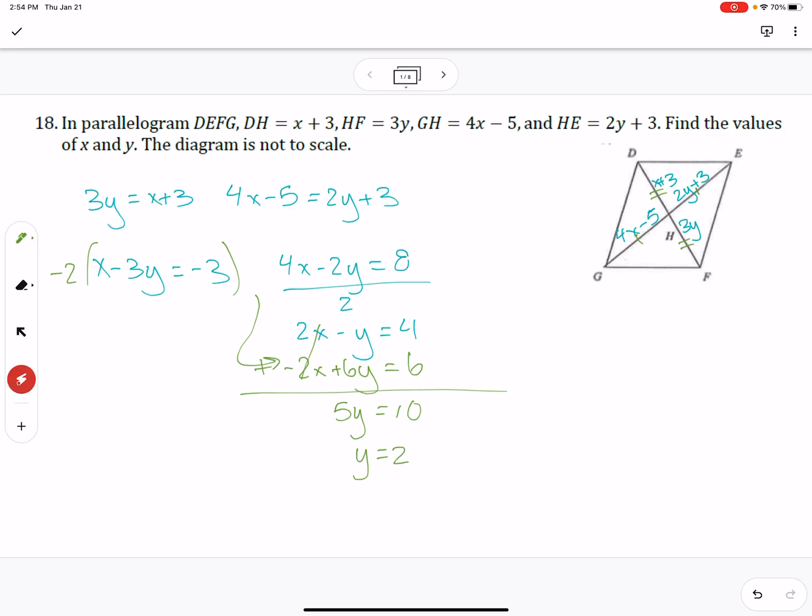All you then need to do is plug this into one of these two for solving for x. Again, I could do that quickly. 3 times 2 will be 6 equals x plus 3, so x equals 3. And there you have that one, okay?